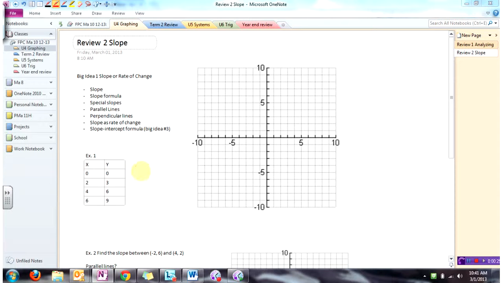Here you'll see in this table that we have a series of points. I'm going to plot these points onto our grid. You've got the point 0, 0, 2, 3. Remember, it's the x-coordinate, then the y-coordinate. 4, 6. And finally 6, 9. 6 over, 9 up.